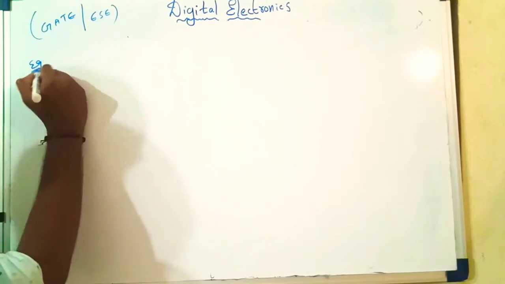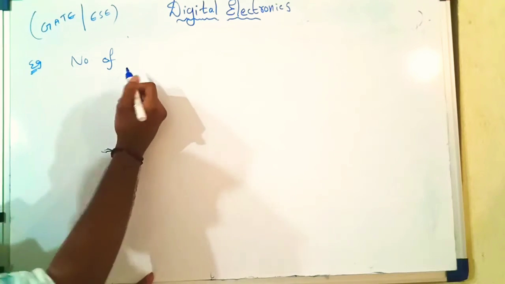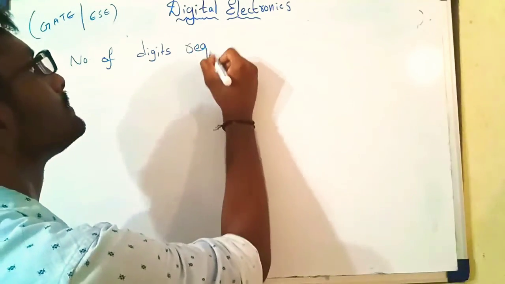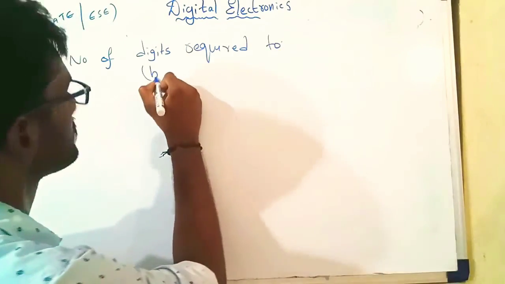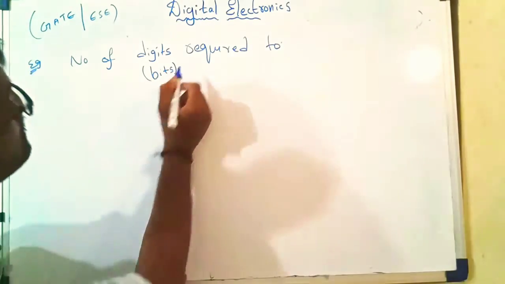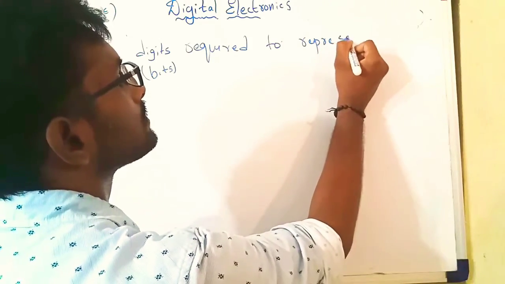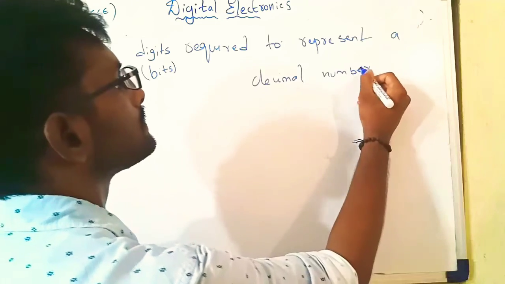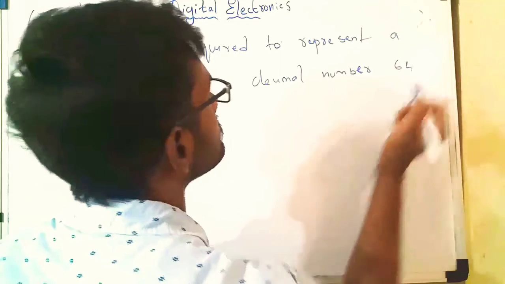Let us take an example. We need to find the number of digits required, that means here the number of bits required, to represent the decimal number 64.